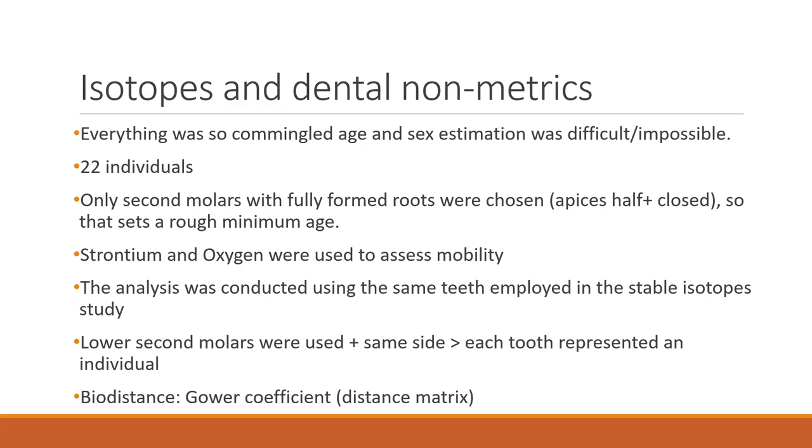For both isotope and biodistance analysis, we used the same individual teeth to avoid double sampling the individuals, because these teeth really were commingled. There was no way to tell which belonged to whom. So you do what you can, basically. This was quite a limitation to the usual information that we have available, as every individual became represented by a single lower second molar. Because this analysis focused heavily on individuals, the biodistance analysis was conducted using Gower coefficients this time, which is the one where you can look at individuals rather than just groups.